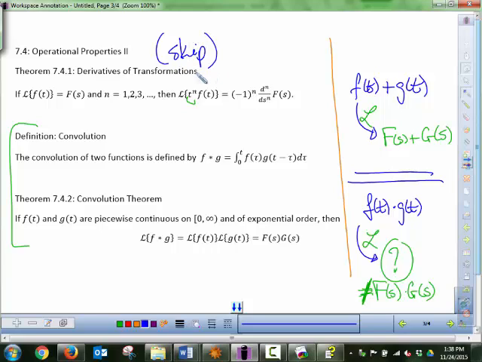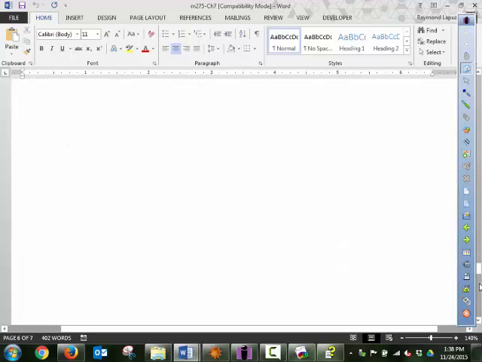So let's go to section 7.5 and talk about another special function. To me, there are two special functions in terms of Laplace transforms. One is the unit step function, and the other one is called the Dirac delta function. So let's take a look at that.